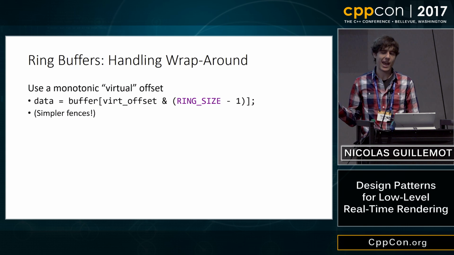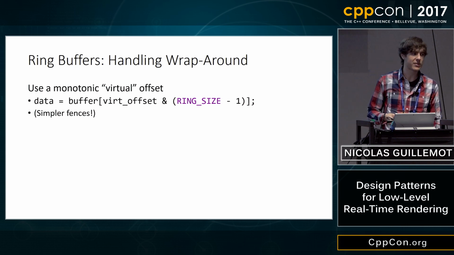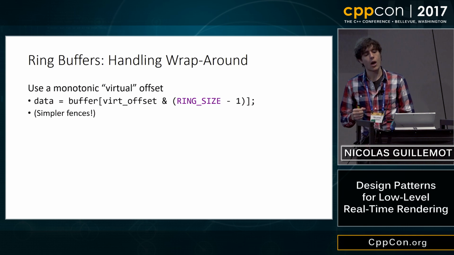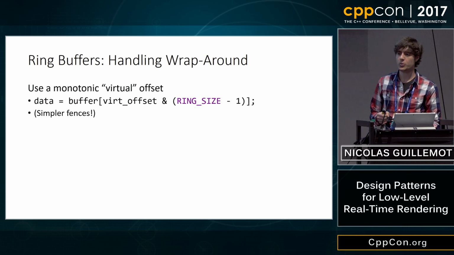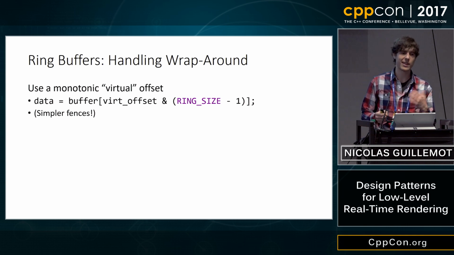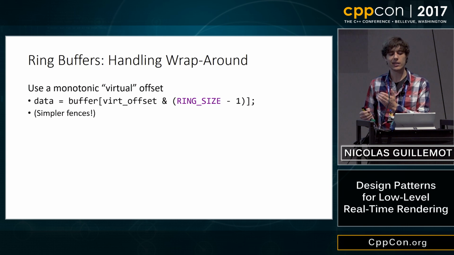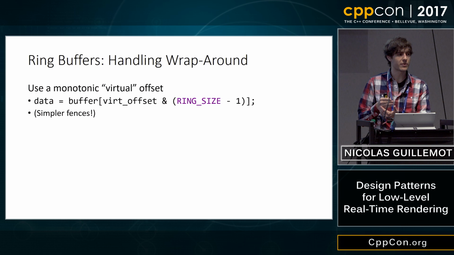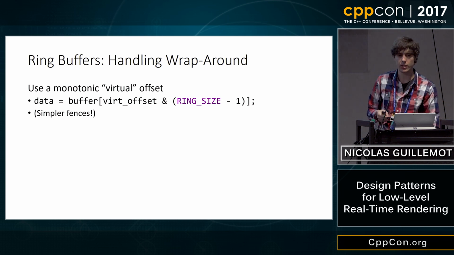But then when you actually want to access the memory that corresponds to one of these virtual offsets, you mask it by the size of the buffer. And here we're assuming that the buffer's size is a power of 2, so that's why this masking trick works. This simplifies a lot of math relating to ring buffers. Another thing that is convenient is that it simplifies working with fences too, because the fences increase monotonically, and in this case the virtual offset also increases monotonically. So it's easier to match them up if you want to use fences and a ring buffer together.